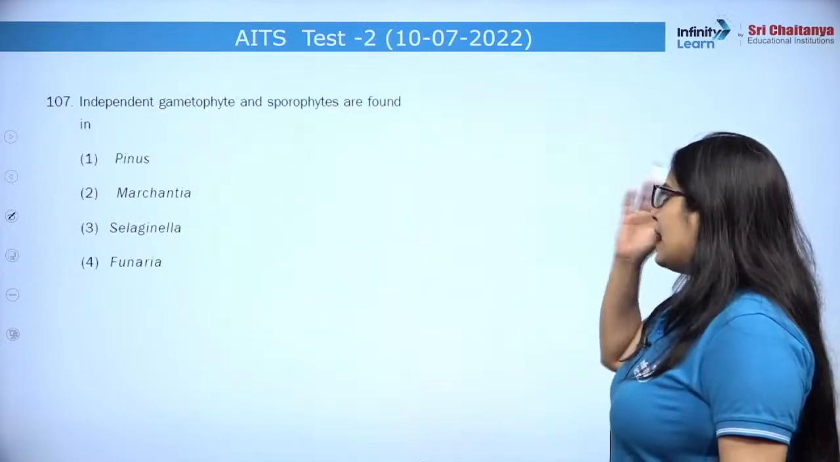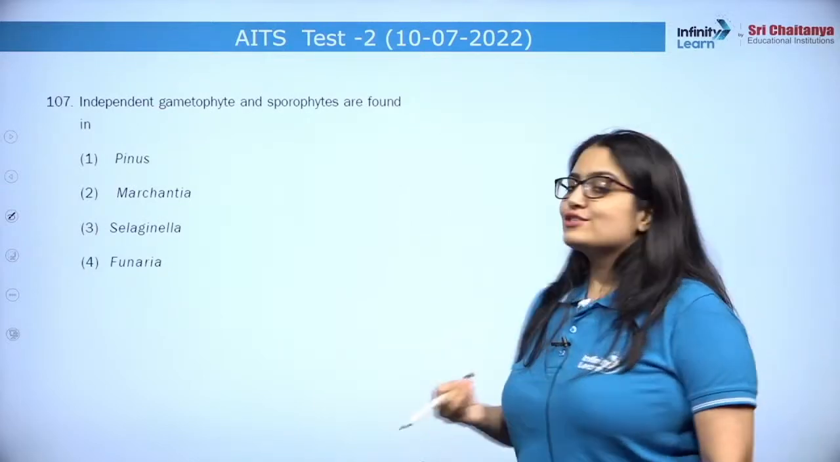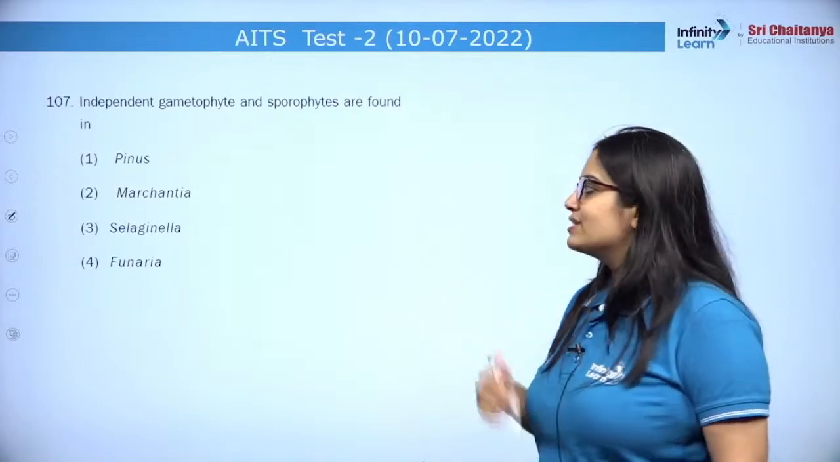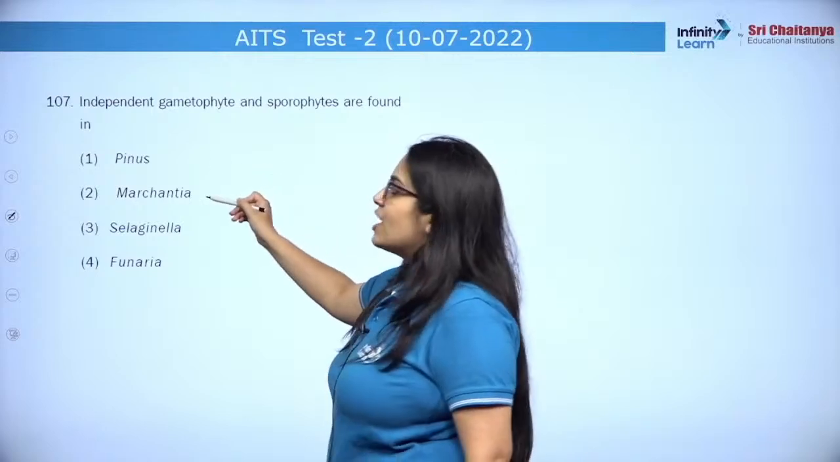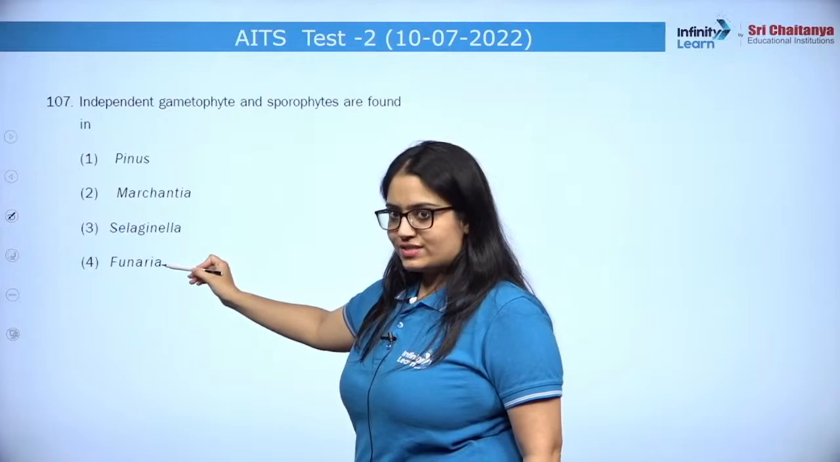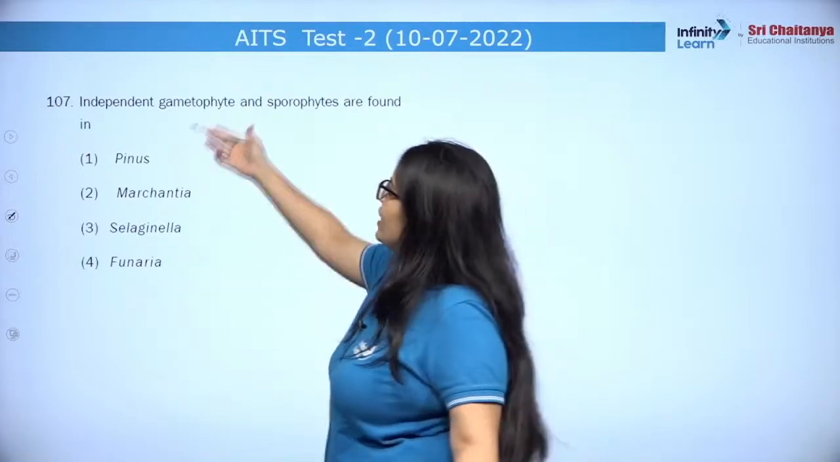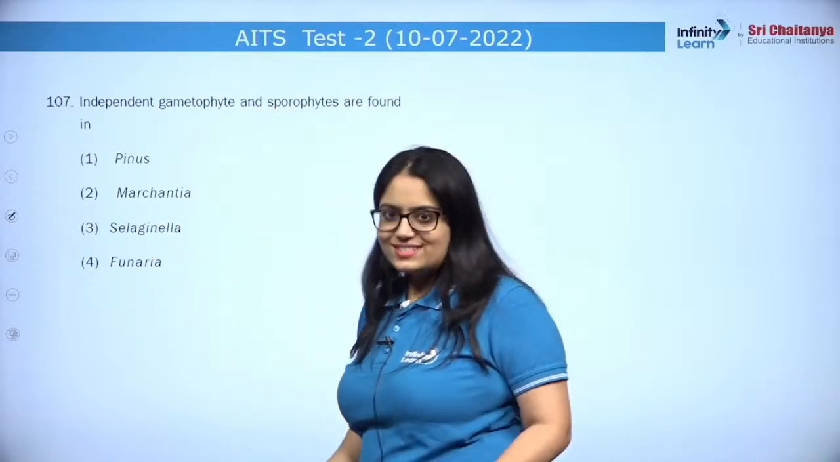Next question. Independent gametophyte and sporophyte is a characteristic of pteridophyte. So can you find out which out of the 4 is a pteridophyte? Pinus is a gymnosperm, Marchantia is your liverwort, a bryophyte, Funaria is your moss, a bryophyte, remaining Selaginella is your pteridophyte. So independent gametophyte and sporophyte are seen in Selaginella, which is a pteridophyte.